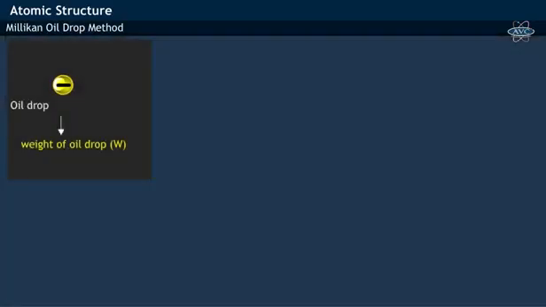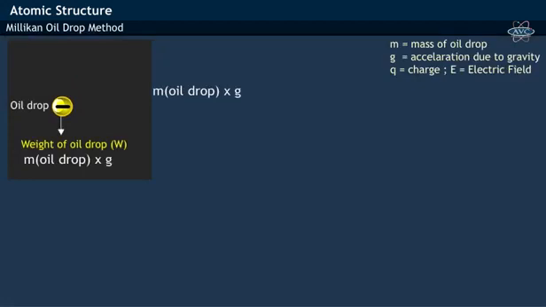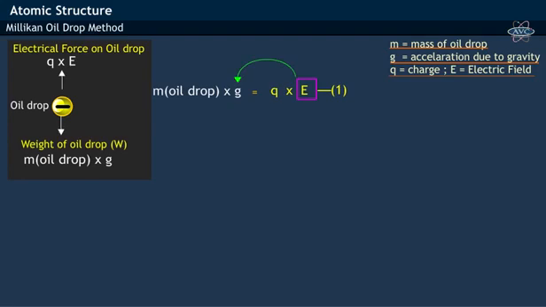At this point, the weight of the oil droplet, which is the product of mass and acceleration due to gravity, or mg, equals the electrical force acting on the oil droplet, which is nothing but the product of charge and electric field, or QE. By moving the E term to the other side of the equation, we get the charge on the oil droplet, Q, equivalent to mg divided by E.